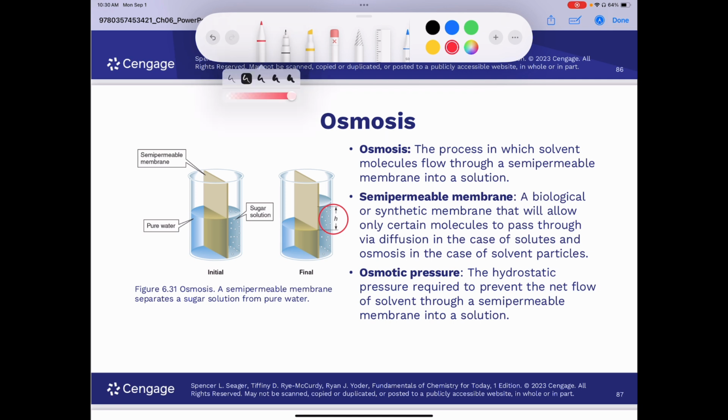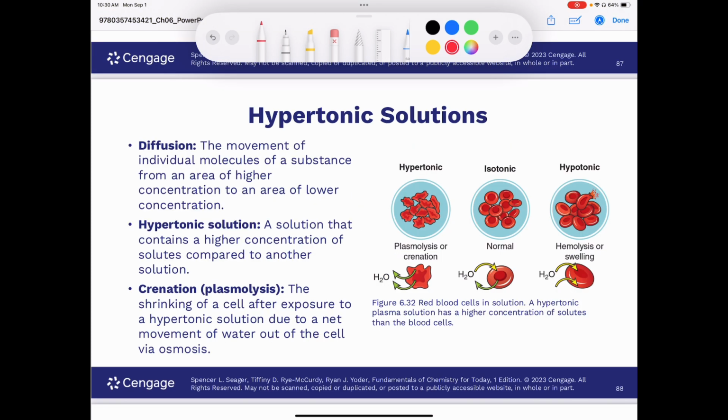You see that right here. The water is going from the more dilute solution, where it's pure water, into the more concentrated one, which has the sugar in it. A real-life example of osmosis affects the shape of red blood cells, as we see here in figure 6.32.